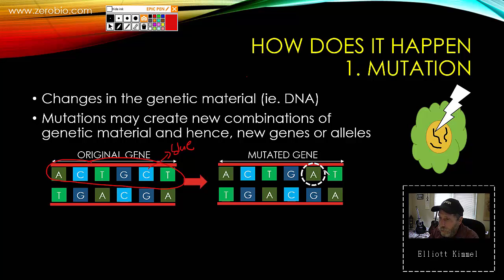Notice I've circled this letter over here. It was a C, and it needed to be a C to create blue eyes. But now it's changed to an A. That stretch of DNA now has changed. It's now ACT-GAT. That might cause brown eyes.